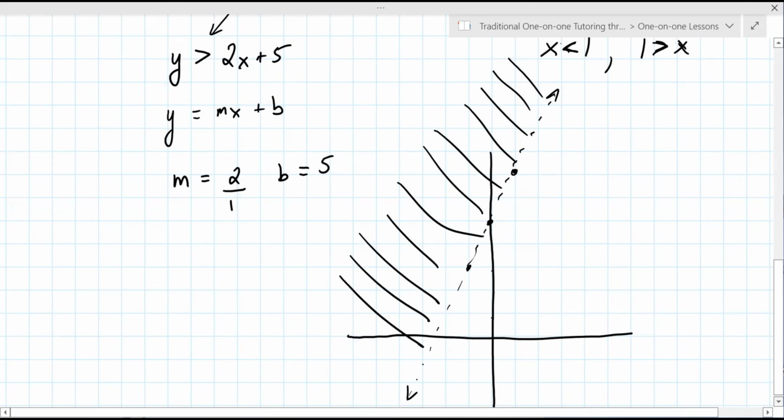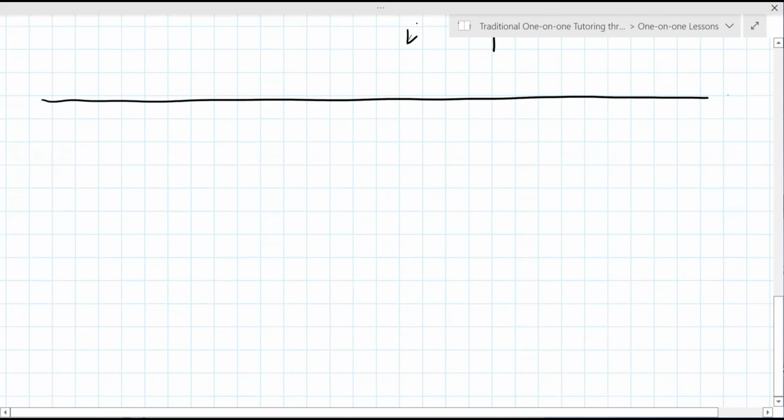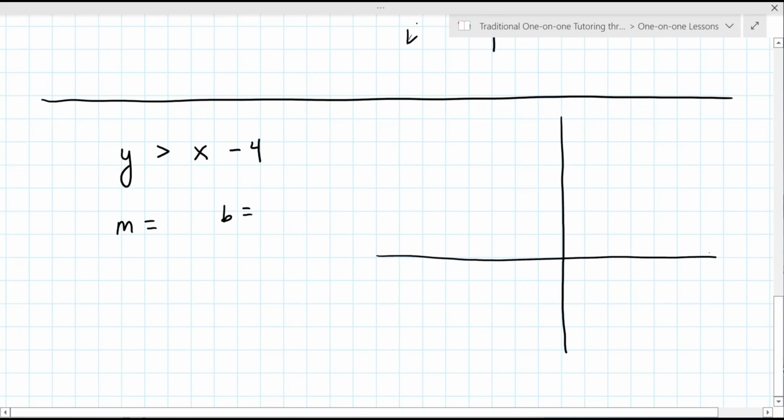Okay, so we've done a couple problems here. I think it'd be good for us to do a couple more. Let's say it's y greater than x minus 4. Can you tell me the slope and the b value from this, please? The slope is -4 and the b value is 1. You've got those flipped. Oh, okay. Slope is 1, b value is -4.